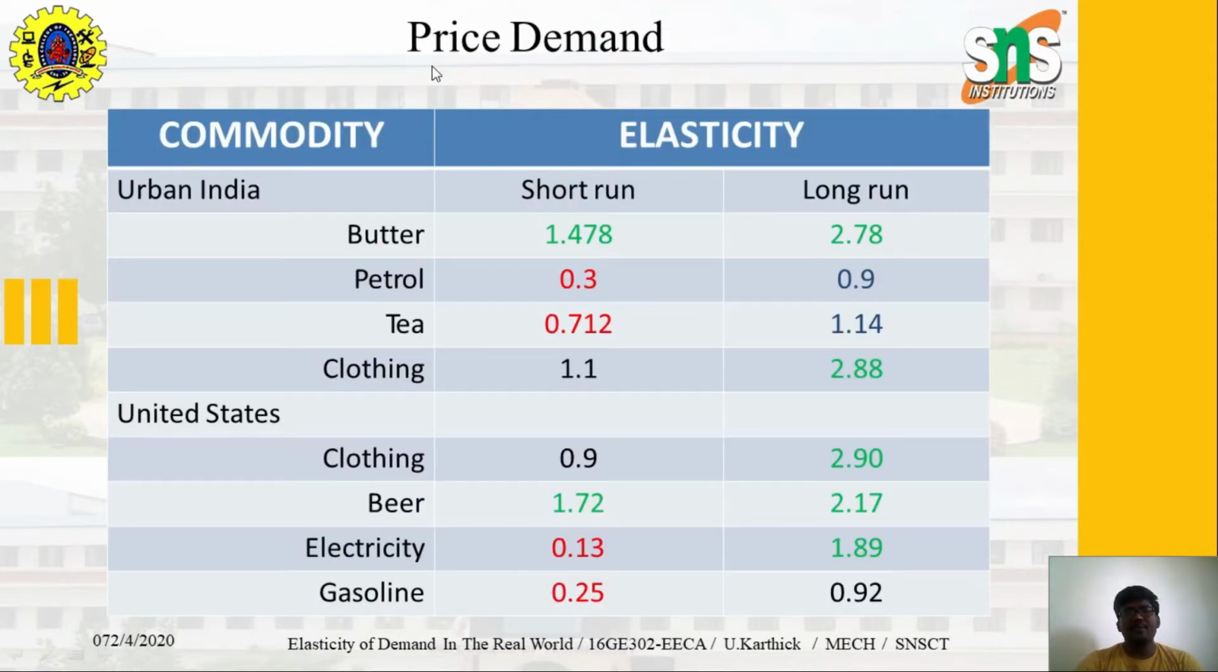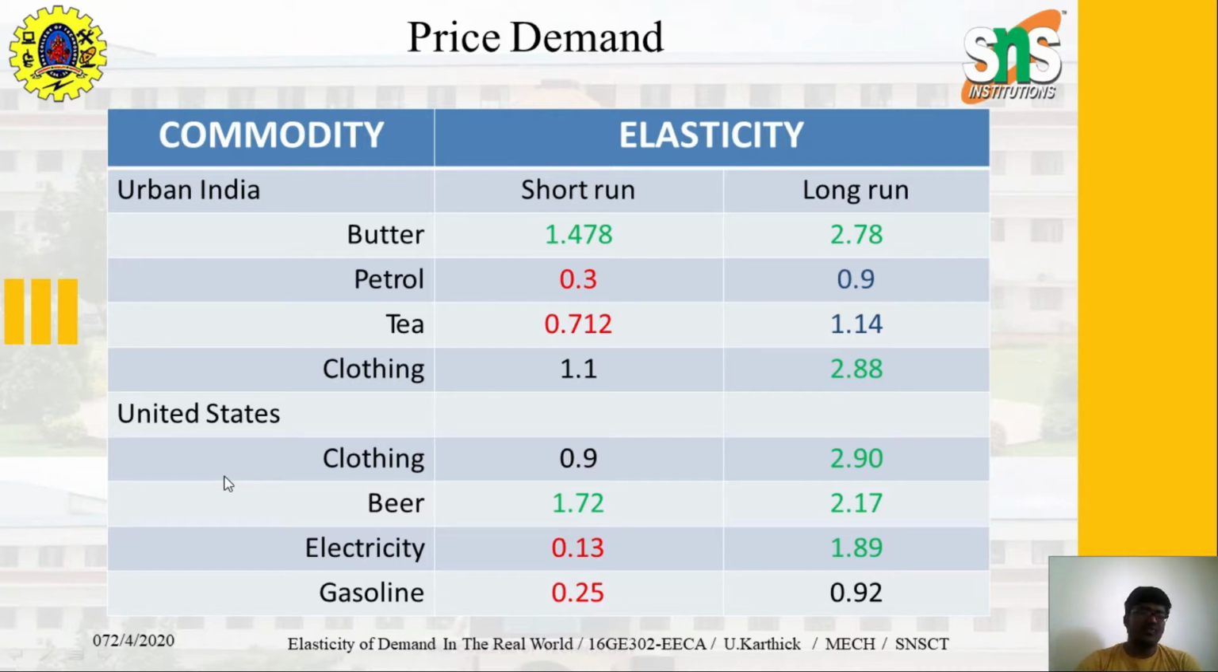In price elasticity of demand, there is a commodity and its elasticity. Say for urban areas in India: butter, petrol, tea and clothing. The values for these commodities will vary for the short run as well as the long run. In the short run, butter and clothing have a coefficient of elasticity of around 1 or above 1. The remaining two are 0.3 and 0.7. When compared to the long run, it is much higher.